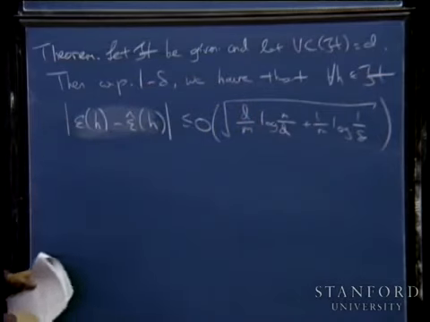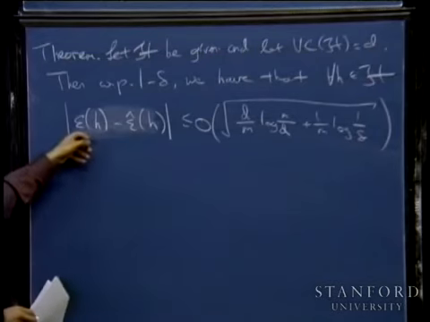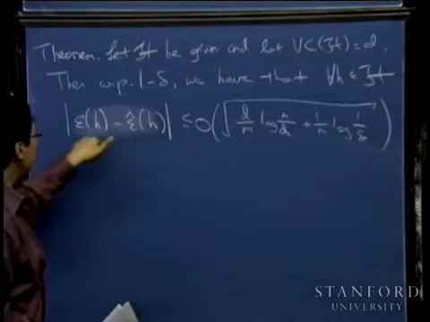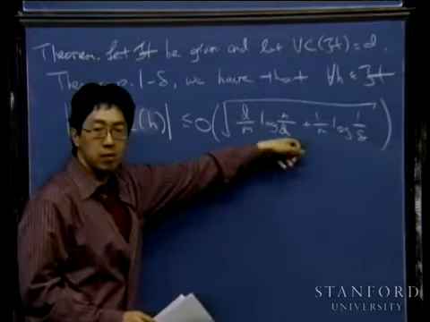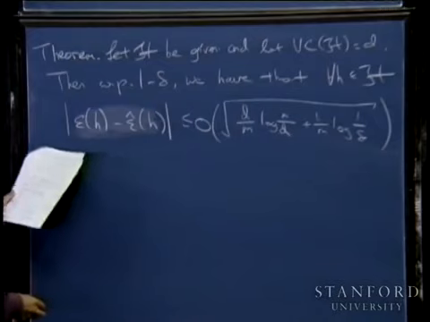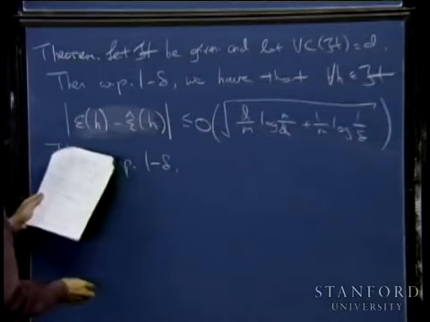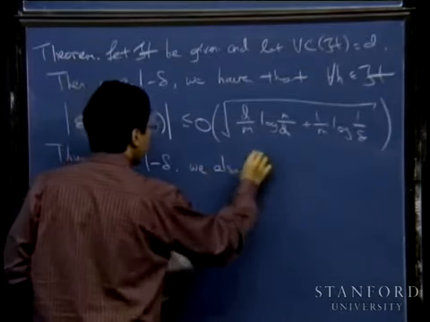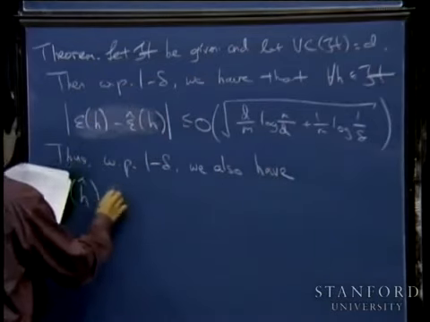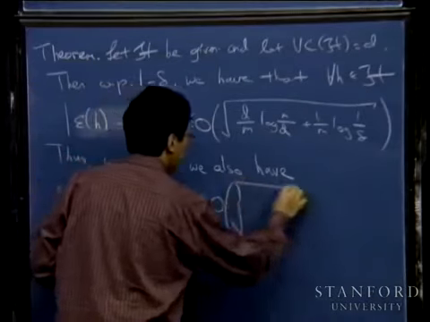in your hypothesis class, the generalization error of H minus the training error of H, the difference between these two things, is bounded above by some complicated formula like this. And thus, with probability 1 minus delta, we also have that same thing.